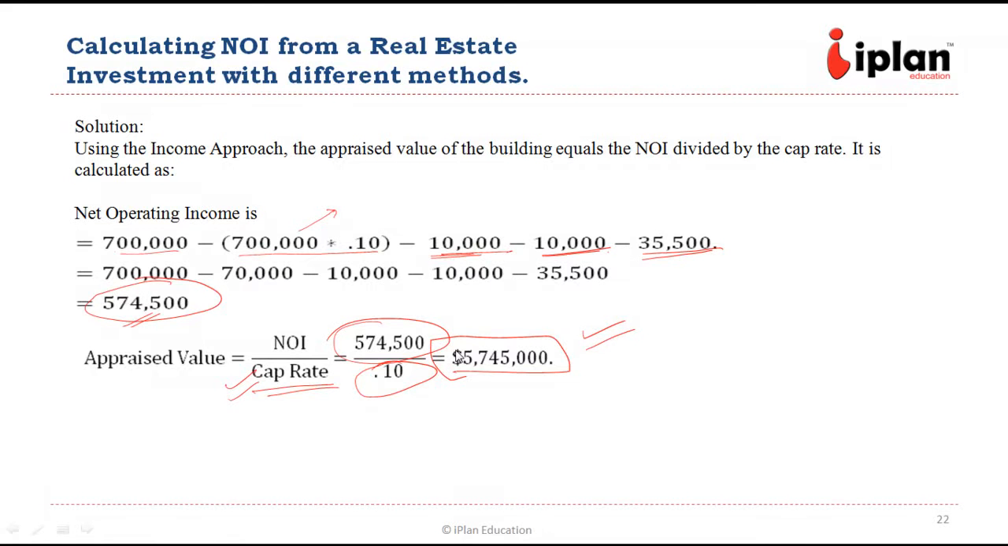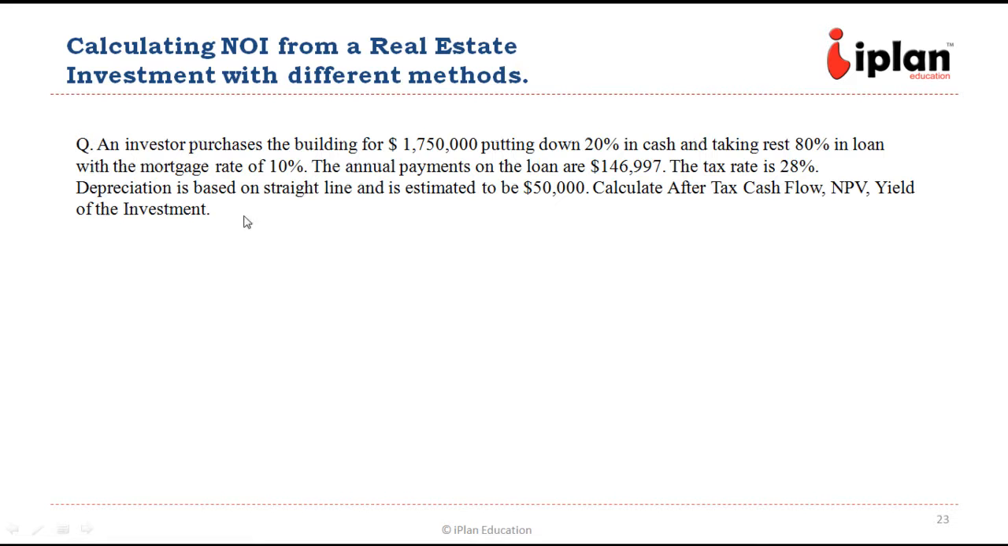Let us look at the valuation through one more method, where the investor is purchasing a building for $1,750,000. 20% is put in cash. So equity is just 20% of that, which is $350,000. This is the equity, and the rest of it is loan. So the loan is $1,400,000. So this is loan, this is equity. Total is the cost of the building.